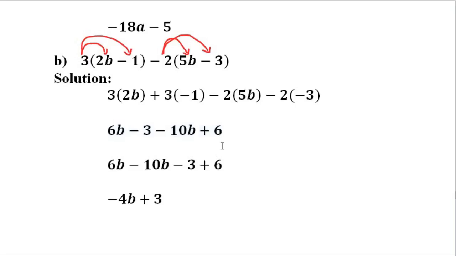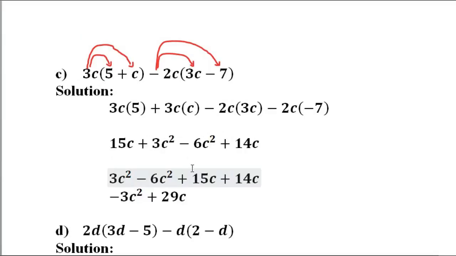Now we look for like terms. The reason we combine like terms is to simplify the algebraic expression. We have positive 6b and negative 10b. Combining them gives us negative 4b. Next we have negative 3 and positive 6. Combining them gives us positive 3. Negative 4b, positive 3 is our simplified expression because we can't add or subtract those two terms further.